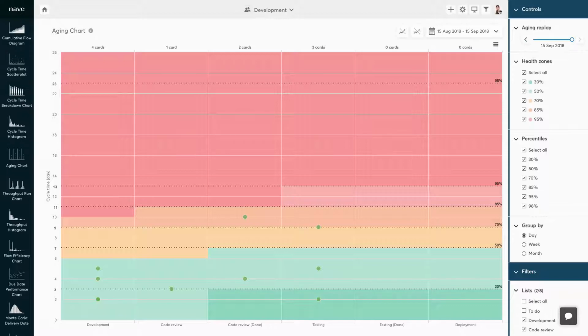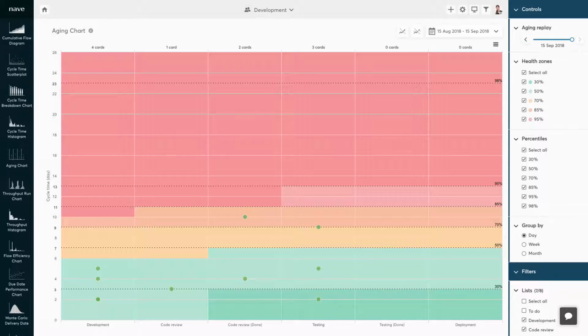The colored zones in the chart are called health zones, and they represent a timeline. They visualize the amount of time that your completed work items have spent in progress as the work was moving through each process state. The dark green zone at the bottom represents the timeline at which 30% of your completed work moved through the workflow. The light green zone visualizes the timeline of 50% of your previous work.